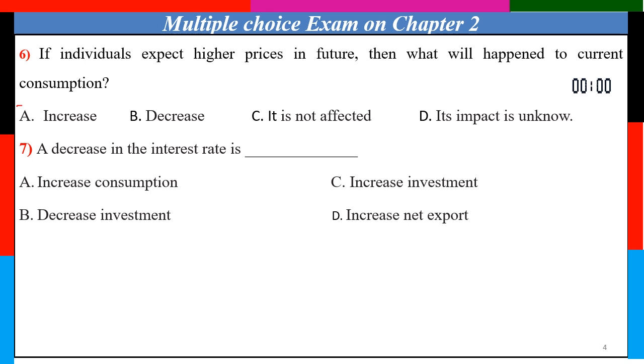The correct answer is A. When an individual expects higher prices in the near future, they start to what? Increase current consumption in order to avoid unnecessary expenditure in the near future.